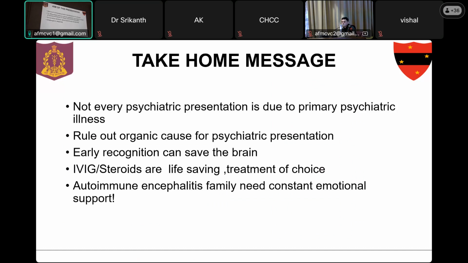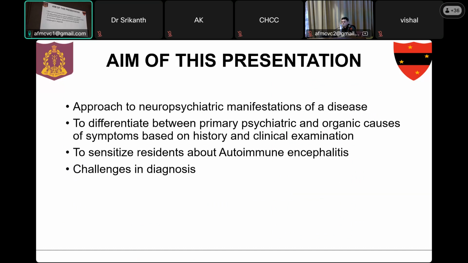Next. The aim was to discuss the approach to a patient mainly presenting with a neuropsychiatric manifestation, to differentiate between primary psychiatric and organic causes of symptoms based on distinct clinical examination, and to sensitize our residents about autoimmune encephalitis and the challenges that we face in the diagnosis.